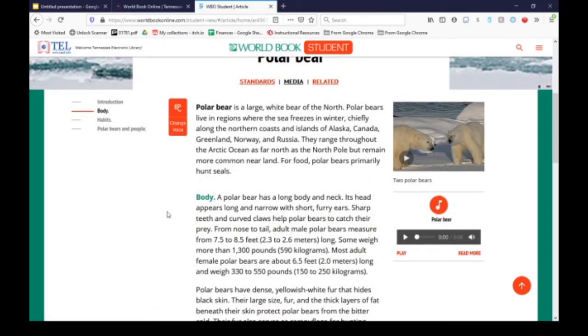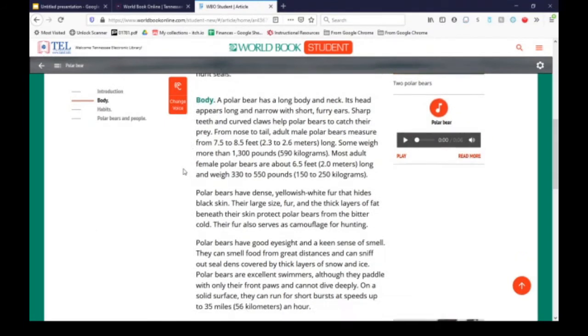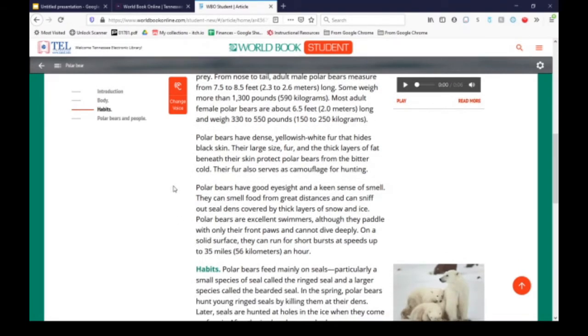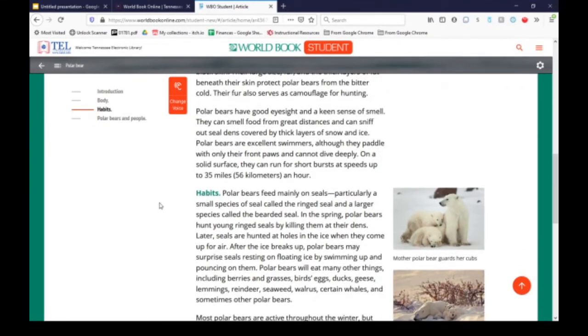So it tells you what a polar bear is. It's a large white bear of the north. They live in regions where the sea freezes in winter, chiefly along the northern coasts and islands of Alaska, Canada, Greenland, Norway, and Russia. All right. There's this section literally called body. It tells you what the body is. What does a polar bear look like? How big is it? What does it do? How do they help survive? Their fur is camouflage for hunting. They have good eyesight and a keen sense of smell.